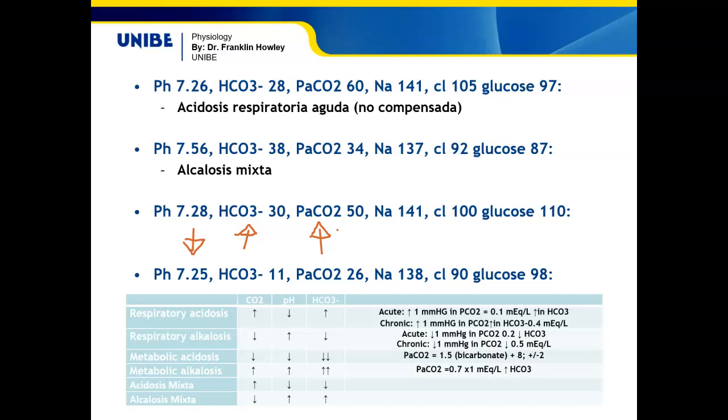Again, if I want to make sure, I subtract 50 from 40, and that's 10. And 10 multiplied by 0.1 is 1. 10 multiplied by 0.4 is 4. And I add that to 24. 24 plus 1 is 25. So between 23 and 27, that should be if it's acute. And 24 plus 4 is equal to 28. So 26 until 30 is going to be chronic. So because it's a higher number, there's going to be chronic respiratory acidosis.